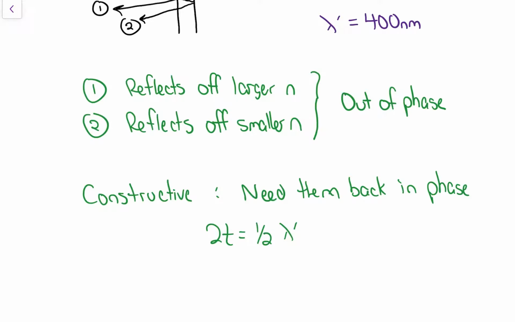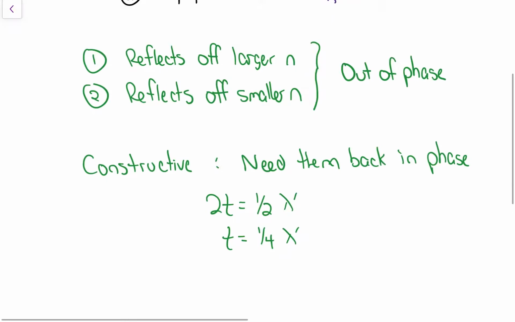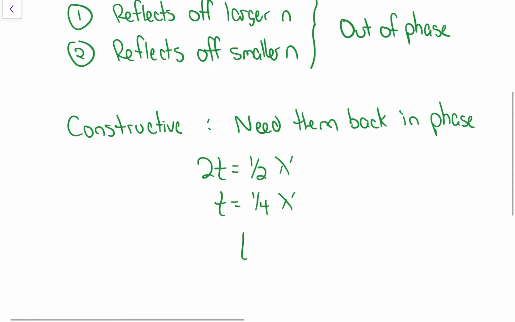It's kind of like a double negative. Half a lambda prime is usually an out of phase thing. The reflecting is another out of phase thing, so out of phase twice puts them back in phase. Or if we flip the 2 over, we need the thickness to be a quarter of the lambda prime. For this one, the lambda prime was 400, so the thickness is 100 nanometers.